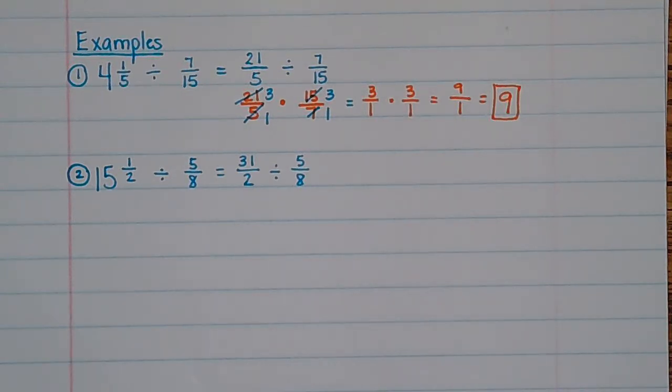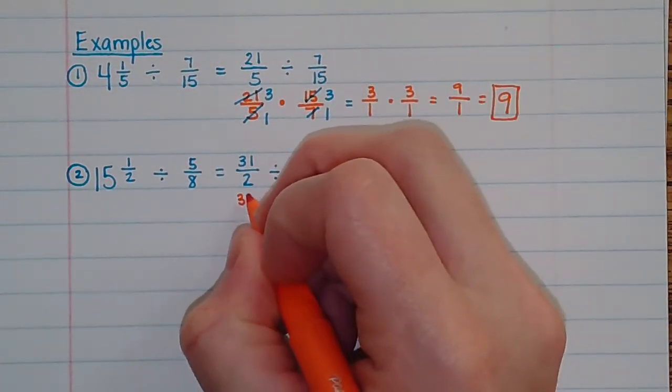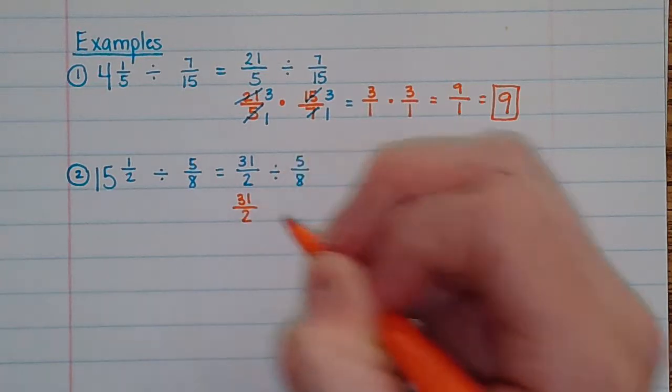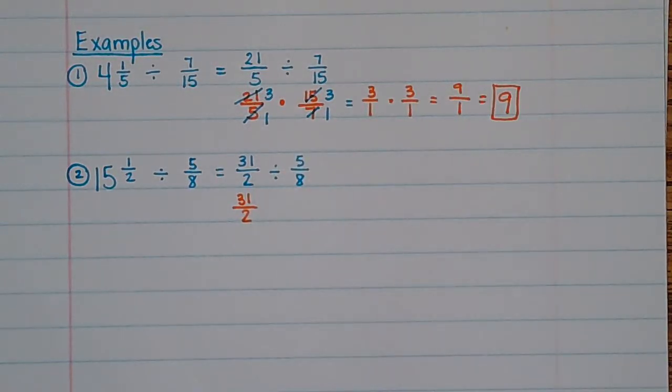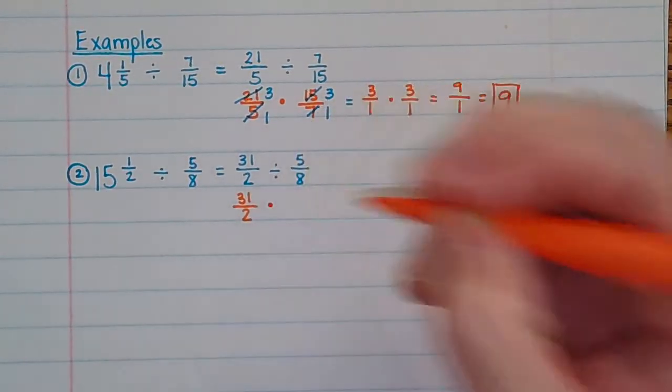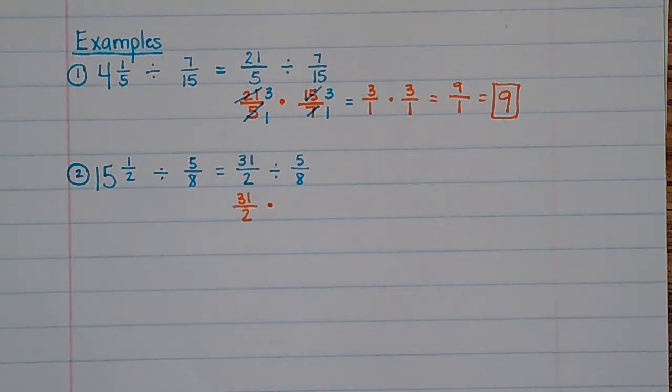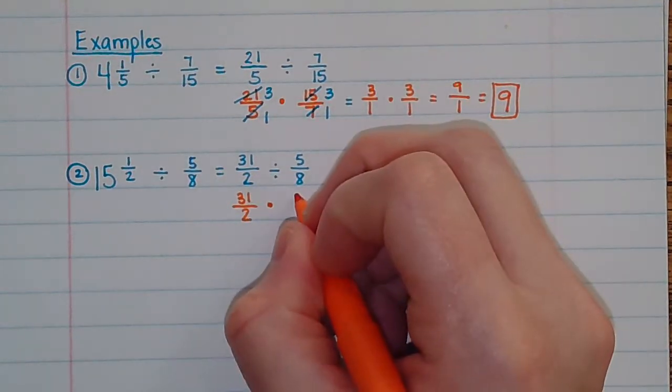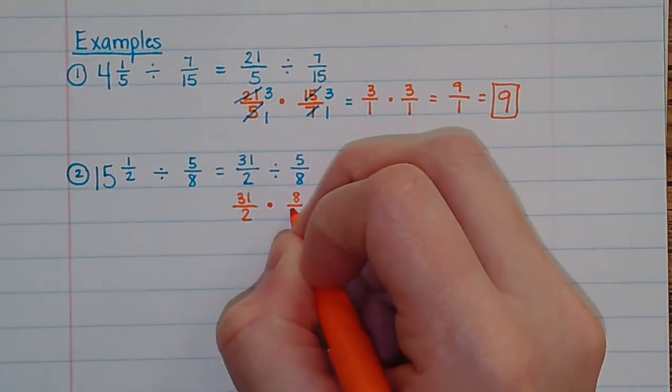Okay, so I've done step 1. Now I'm on step 2. I keep. Well, what do I keep? I always keep the first fraction. So 31 over 2 can stay. All right. I'm at the change. Well, what do I change? I change the division sign to a multiplication sign. Okay? Now I flip my second fraction. So instead of being 5/8, I'm going to flip it to 8 over 5.